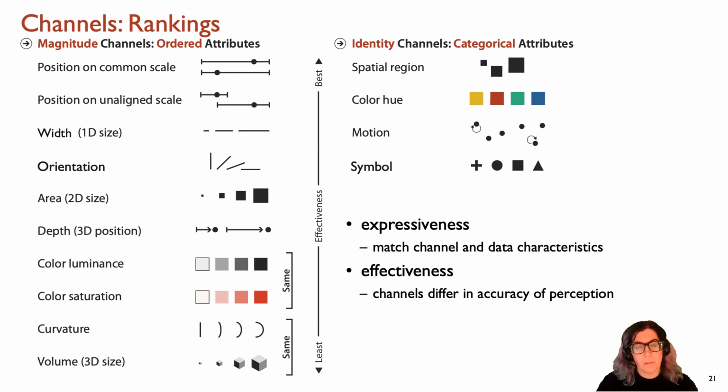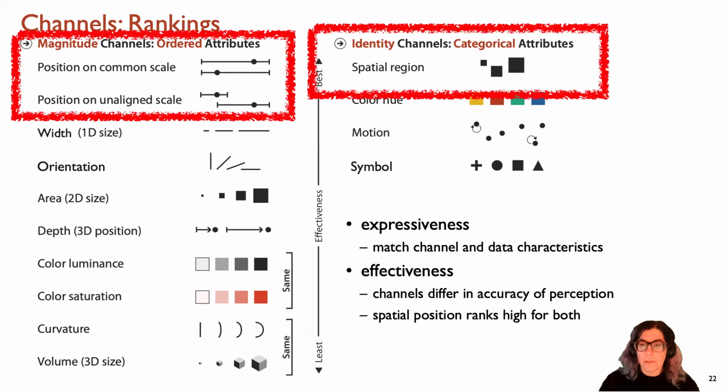Now, in the Marks and Channels 2 video, we're going to dive into some of the reasons behind these rankings. One thing I do want you to notice, though, is that spatial position is at the very top on both of these sides: position along a common scale for the ordered attributes, and which spatial region something is in for the categorical attributes. This is one reason we're going to spend a lot of time talking about approaches to layout, the use of space, of position, of size to convey information, because it is that very salient channel to the human perceptual system.